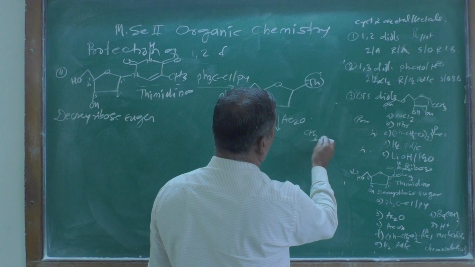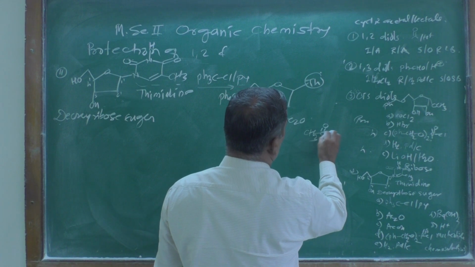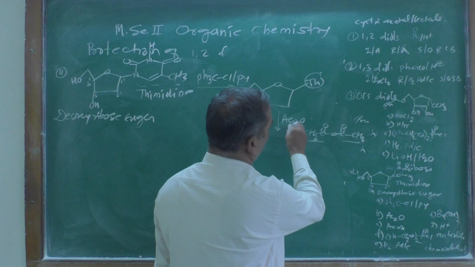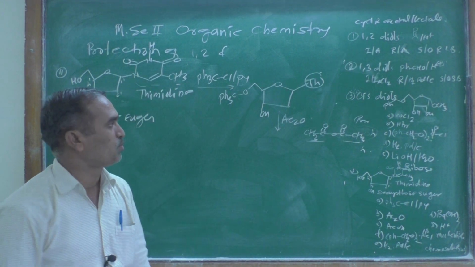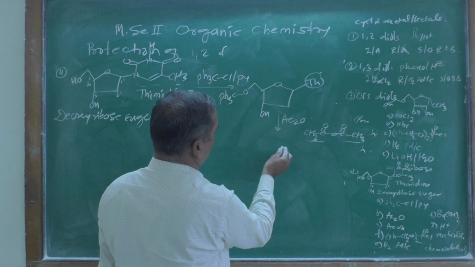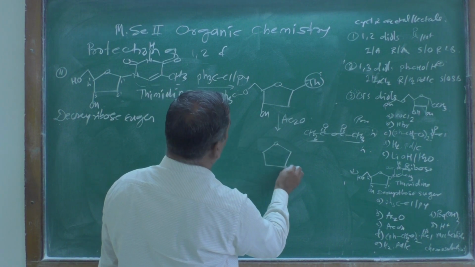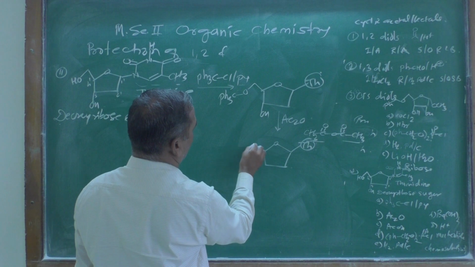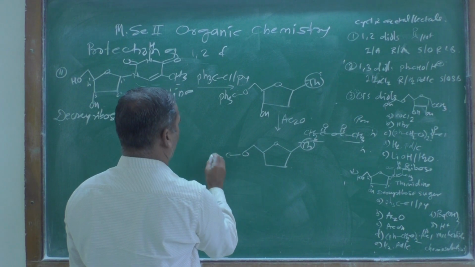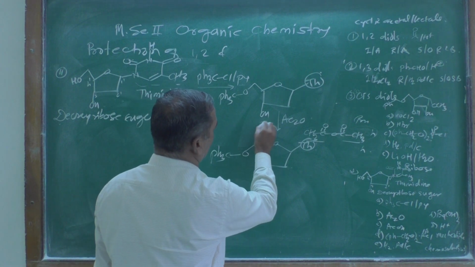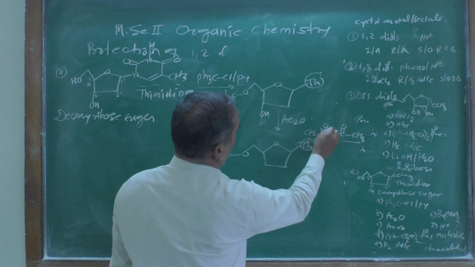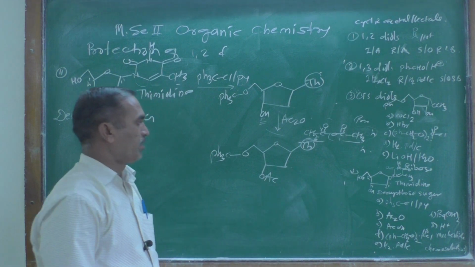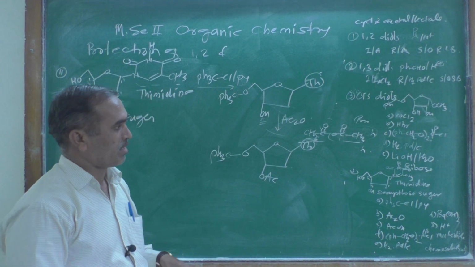You know the structure of acetic anhydride: CH3, C double bond O, O, C double bond O, CH3, right? There are two acetyl groups here, and therefore we can call it Ac2O. Now this O reacts, this is thymine as it is, and this side group is as it is, CPh3. Now this hydroxy group reacts like this, then departure of one acetate group, and you are going to get OAc here, right? Both the hydroxyl groups get protected here.